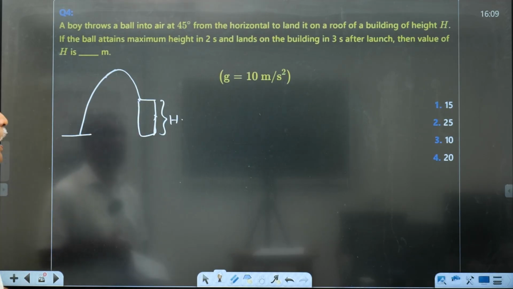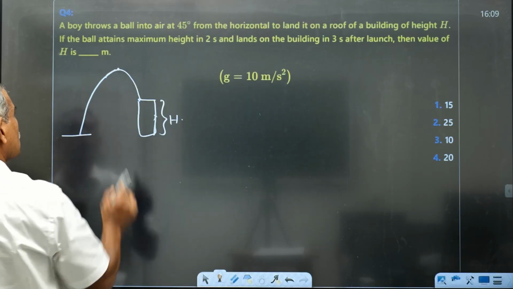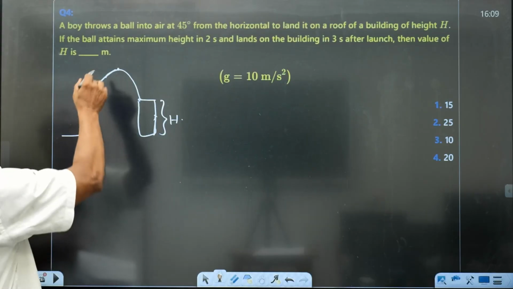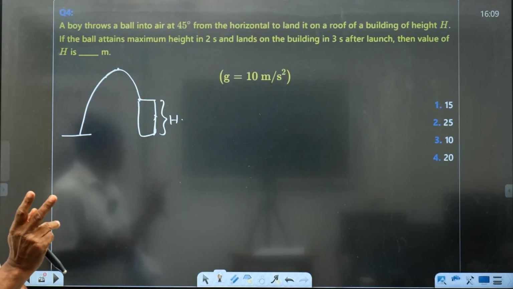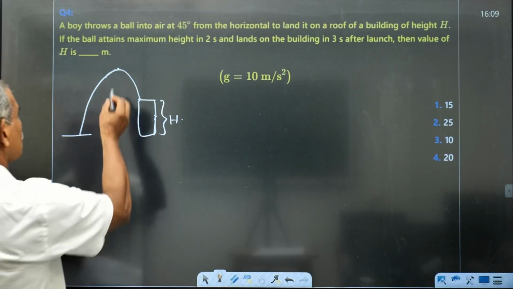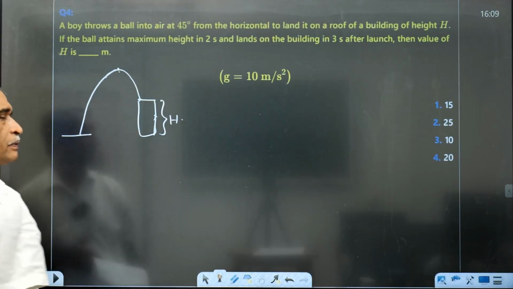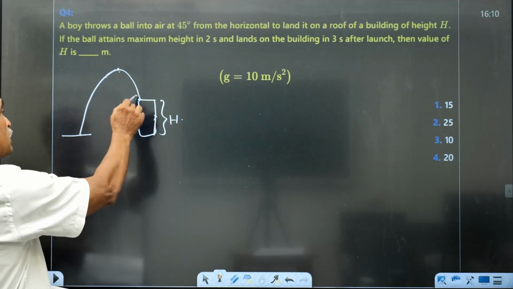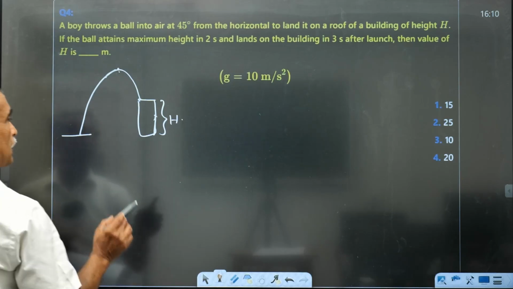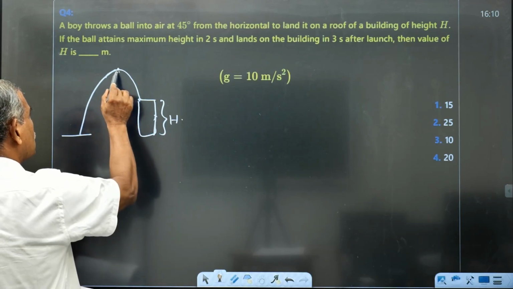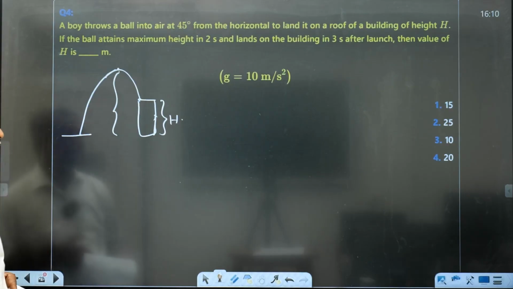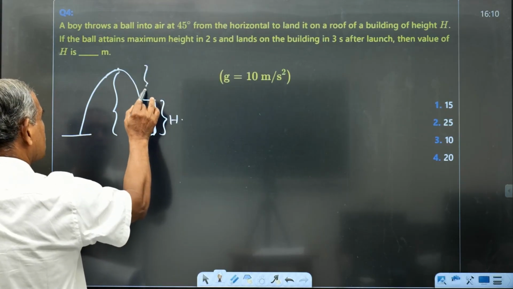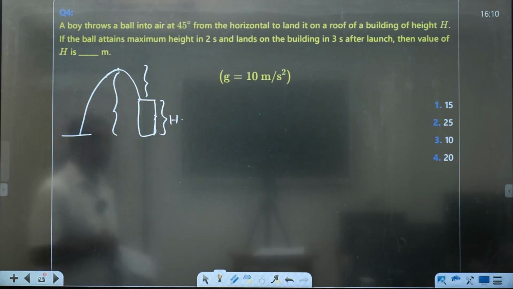The ball attains maximum height in 2 seconds; to reach here it took 2 seconds. The body projected at an angle of 45 degrees reaches the maximum height in 2 seconds. Then from there it reaches the building. Then what is this h? Suppose we can calculate this height, that is the maximum height of the projectile. Then h is equal to this minus this.